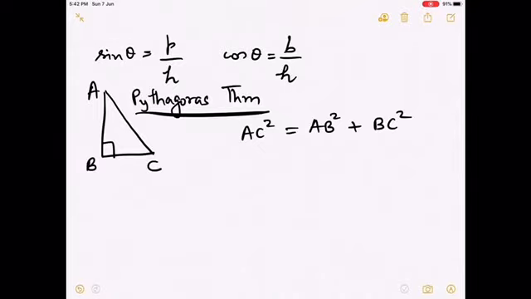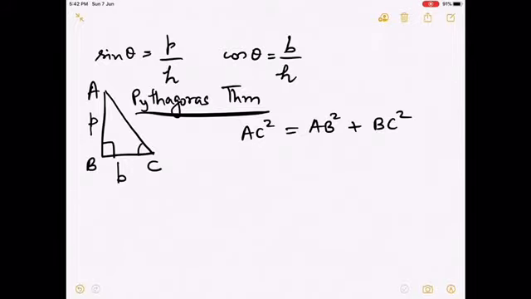Now in this triangle, if I consider any one of the angles as the angle of reference, let us say if I consider angle C as the angle of reference, then as I know, AB will become the perpendicular and BC will become the base. So let us see what happens using this Pythagoras theorem.